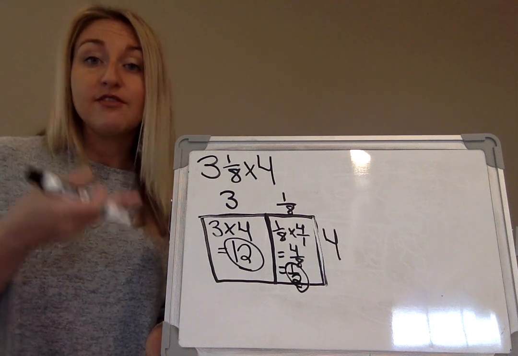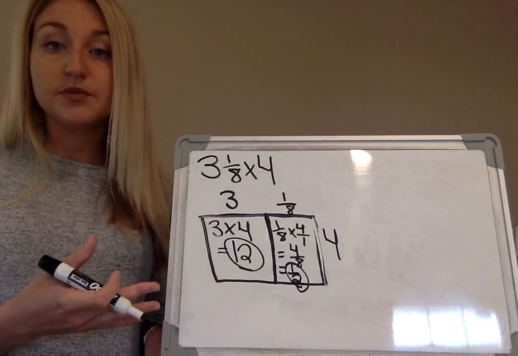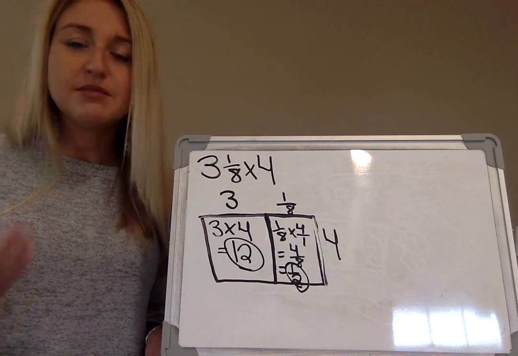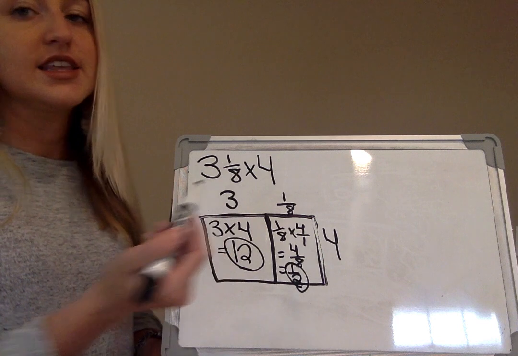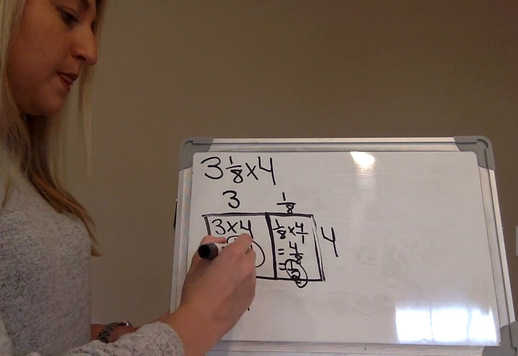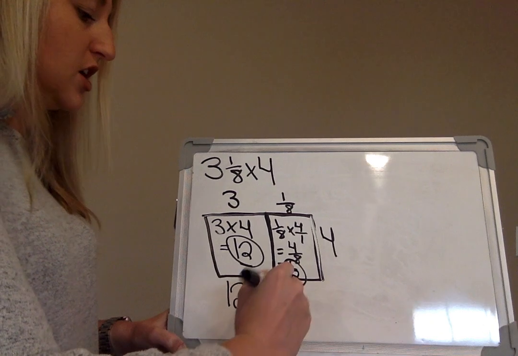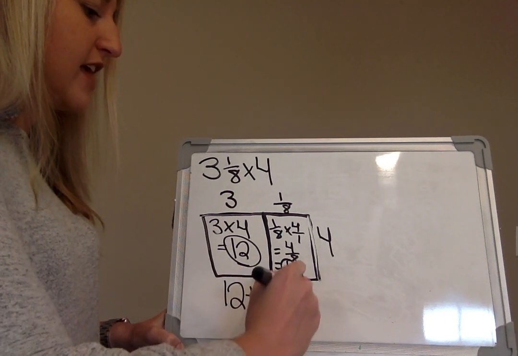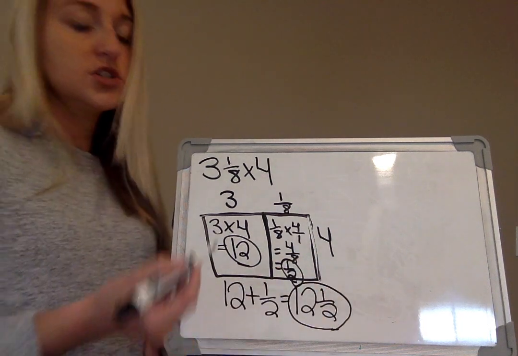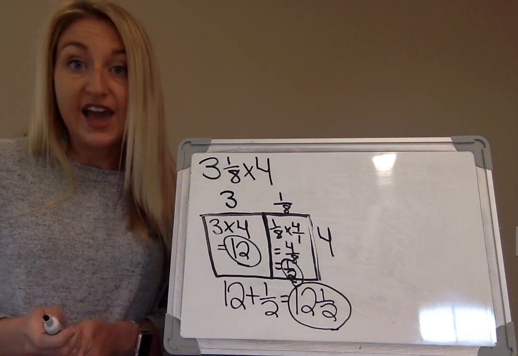Now that I have multiplied every number in my length times every number in my width, my box is completely filled. I just have to add every number that I found the answer to together to get my final answer for what 3 and 1/8 times 4 is. We have 12 in this box plus 1/2 in the second box. 12 plus 1/2 is equal to 12 and 1/2. So our answer to 3 and 1/8 times 4 is equal to 12 and 1/2.